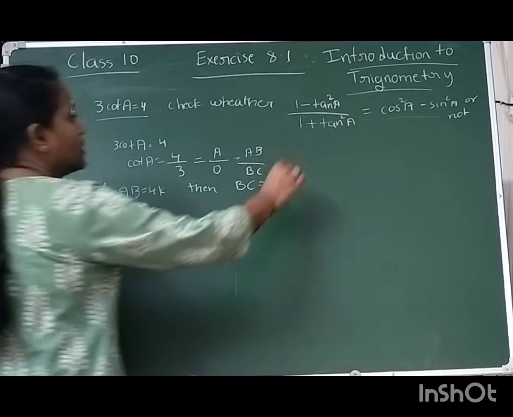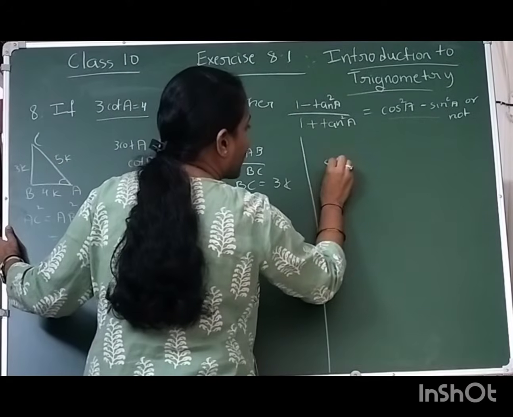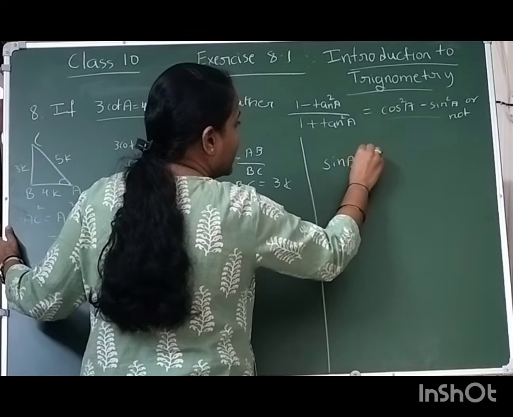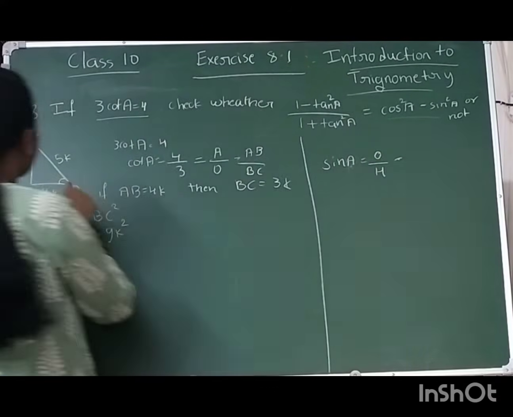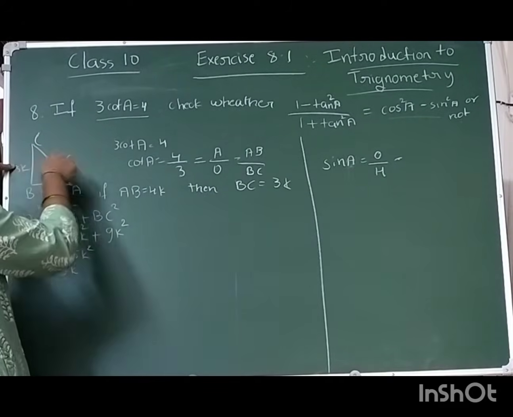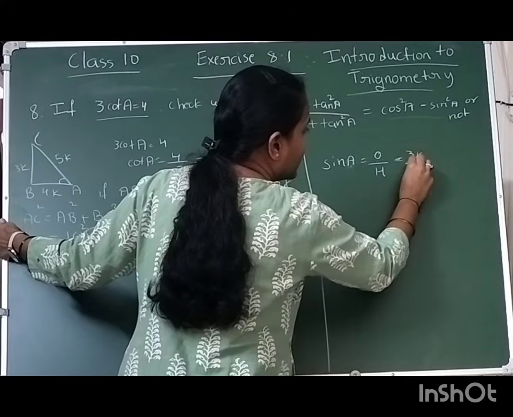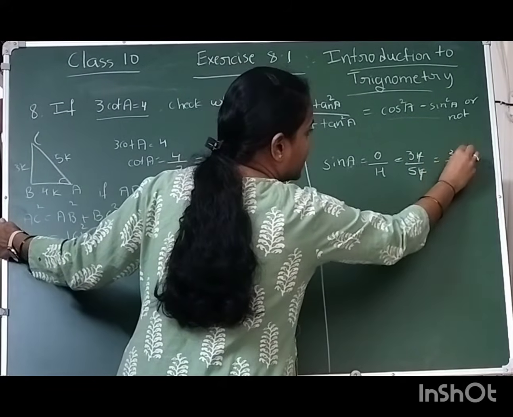So now we got all the sides AB, BC and AC. So we'll find out the value of sin theta or sin A here. That's given by opposite by hypotenuse, which will be 3K by 5K. K will get cancelled and we'll get 3 by 5.